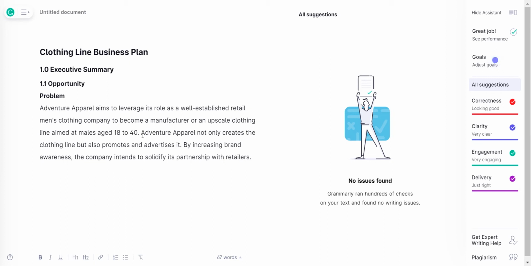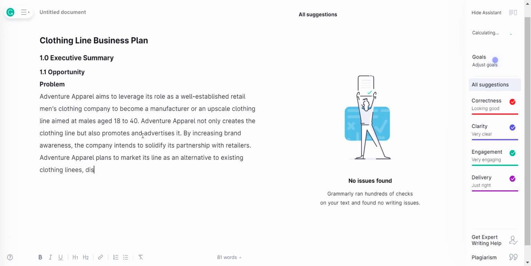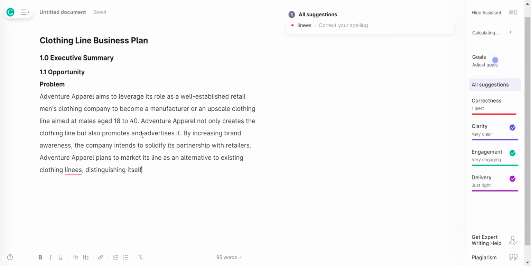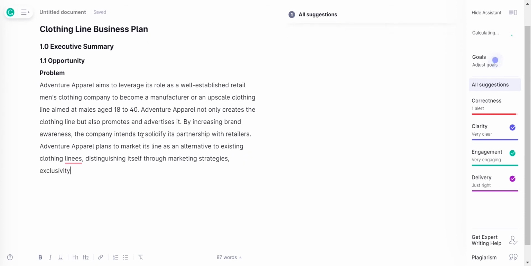So now we're going to say something of the lines of: Adventure Apparel plans to market its line as an alternative to existing clothing lines, distinguishing itself through marketing strategies, exclusivity, and high brand awareness.